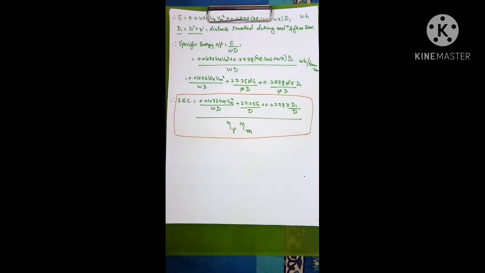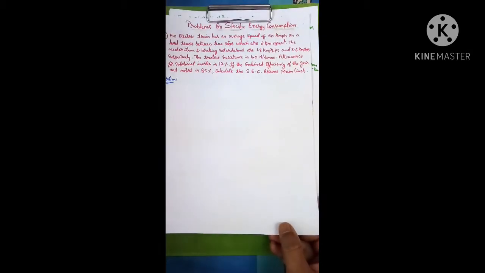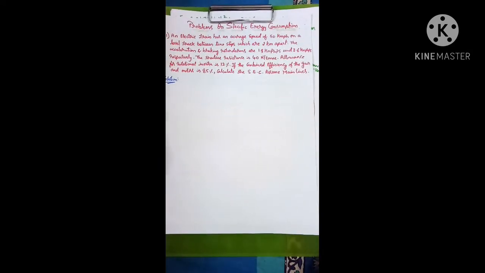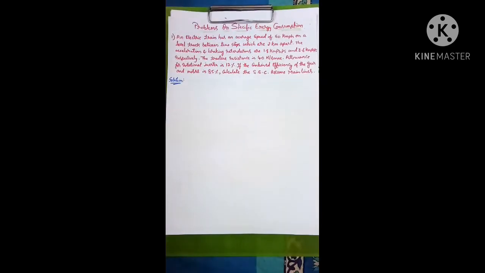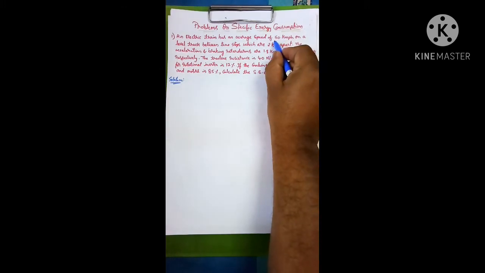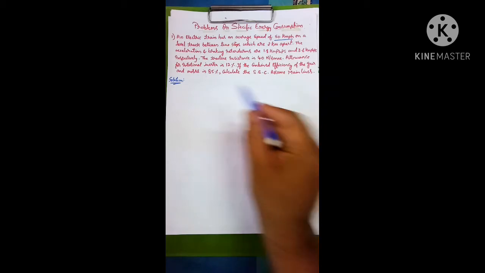Now let's start with the problems. Let me take one example here. I have written a question here. Let's solve this. The question says: an electric train has an average speed of 50 km per hour, on a level track.